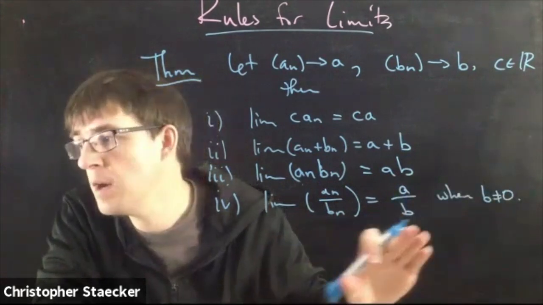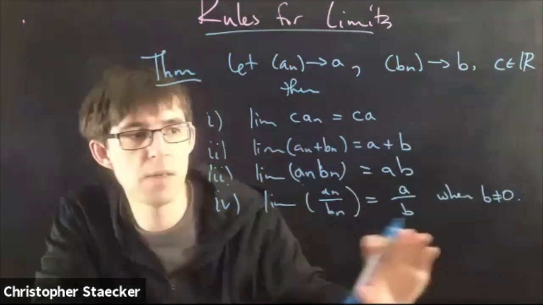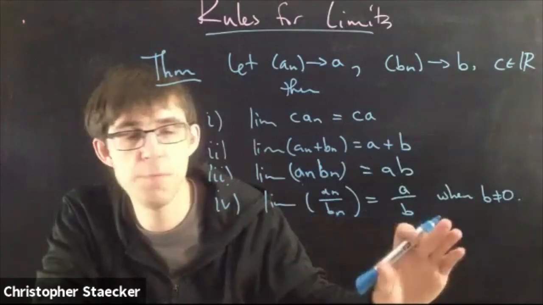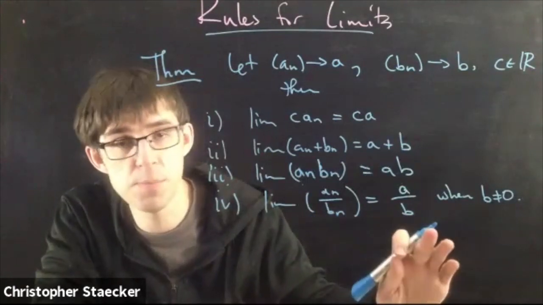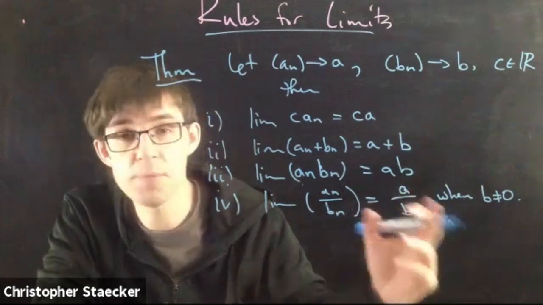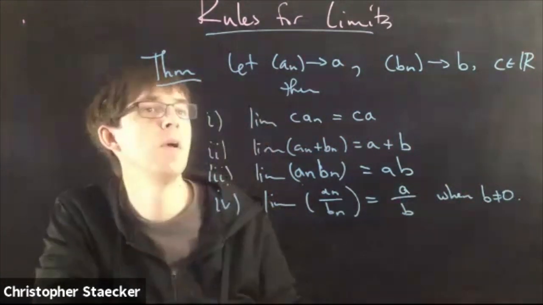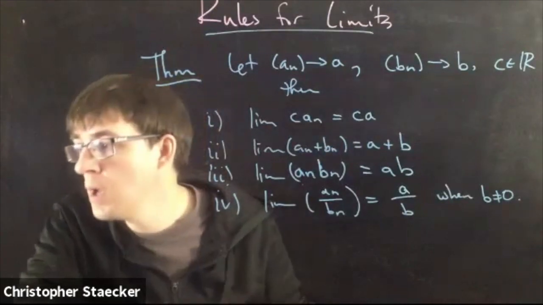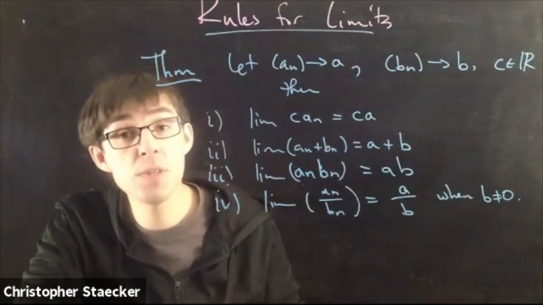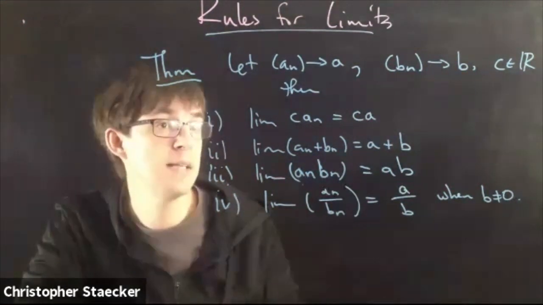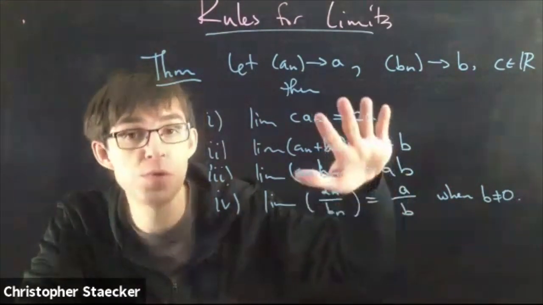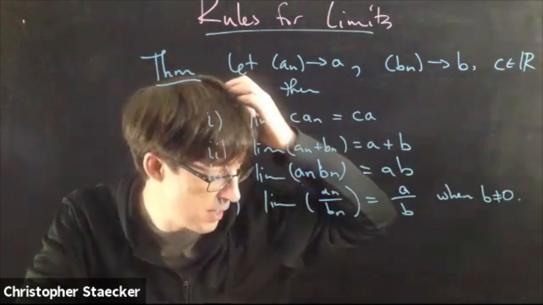If B is 0, then it's not clear what happens here. If B is 0, actually you can't say anything. Sometimes the limit will be 0, sometimes there's no limit, sometimes it equals something else. All right, these are the rules. These are rules that you should have learned in a calculus class at some point, and you use these rules all the time when you're doing limits in calculus.